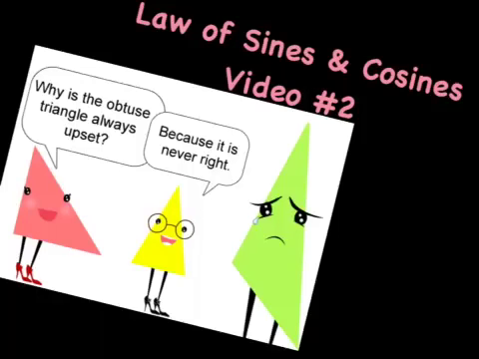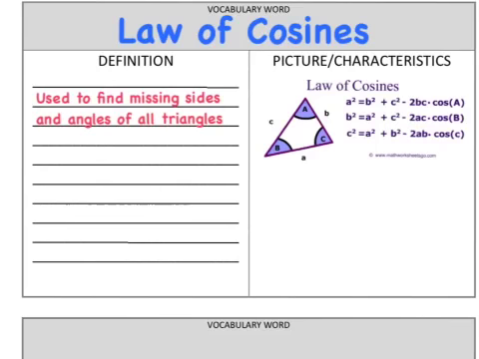Okay, how about we get started with law of cosines? Law of cosines is used to find missing sides and angles, just like law of sines. But sometimes you're not given enough information to use law of sines, so we have to use law of cosines. So, take a look. We have 3 different ones you could choose.